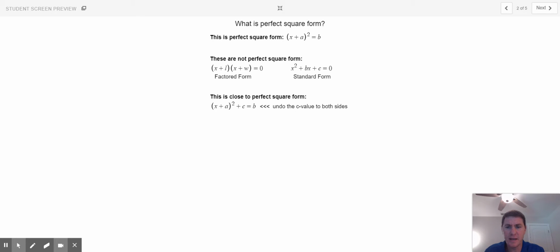And down here, we see an example of something that is really close to perfect square form. But in order to be considered perfect square form, it has to have a perfect square on one side of the equation. Here it's close, but there's this c in the way. This c value needs to be moved to the other side so that we'd have x plus a squared equals a number on the other side. So to be a perfect square, it has to be a quantity squared on one side of the equation.